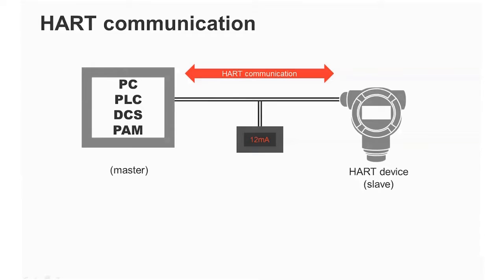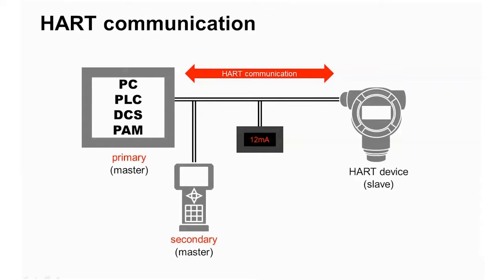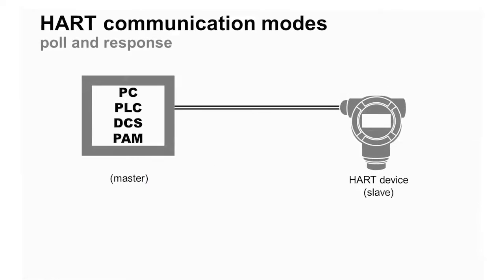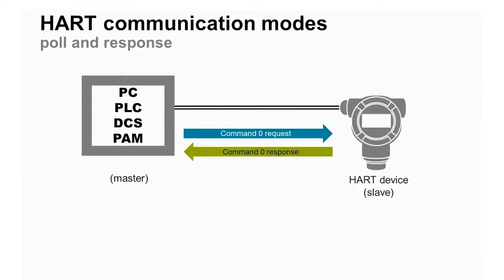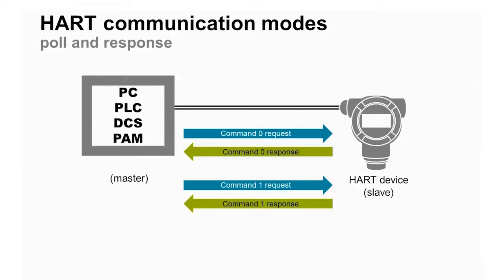HART is a master-slave protocol, which means that a field device, the slave, only provides data when it is requested by the host system, the master. The HART protocol supports 2 masters, a primary and secondary. This allows secondary masters, such as handheld communicators, to be used without disrupting communications with the primary master, the host system. A typical installation with a HART device connected to a host system is poll and response. The host requests a specific HART command and the device responds with the information.